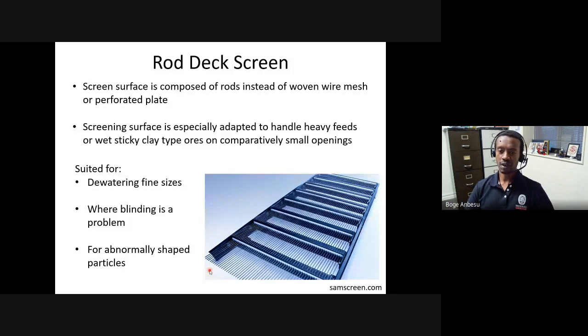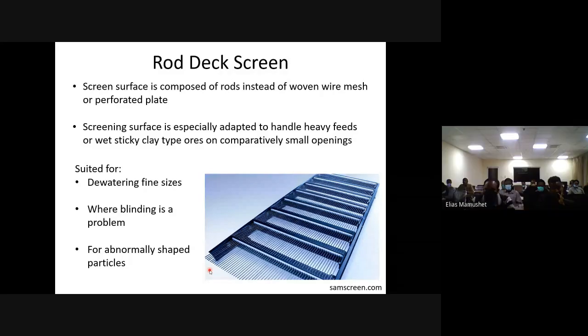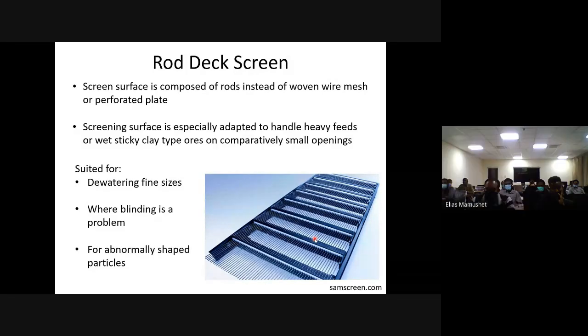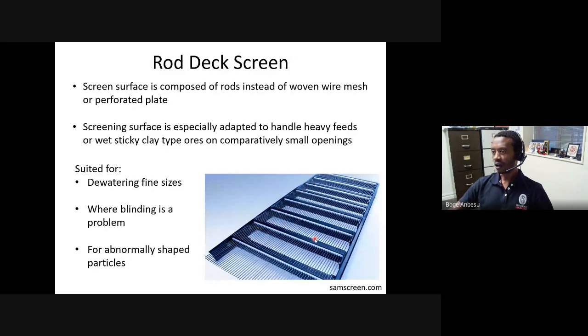And sometimes if you have lots of clays, they tend to be very sticky, and that means the screening operation is affected significantly because clays blind the screen surface very quickly. If that's the problem you have, then a rod deck screen is very good as they have resistance to blinding and so on. And they can be used again for different types of operations, typically where blinding is a challenge.